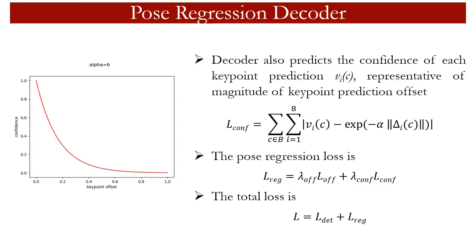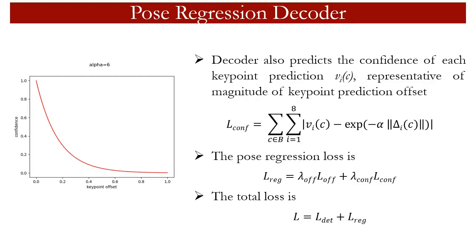A sharp exponential function of the 2D Euclidean distance between the prediction and ground truth is used as confidence. The parameter alpha defines the sharpness of the exponential function, and we chose alpha to be 6. This exponential function, as shown in the figure, is a good estimate of confidence as it decreases with the increase in offset and vice versa.